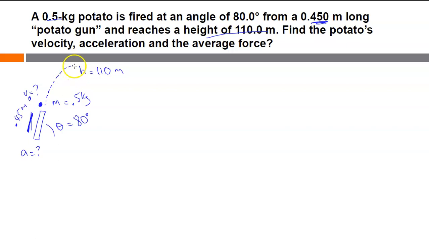And we know that it goes way up here to a maximum height. It's going to stop going up right there. It's going to keep moving to the right, but its y velocity is going to be 0 up there at the top. And we'd like to know something about what's going on down here.